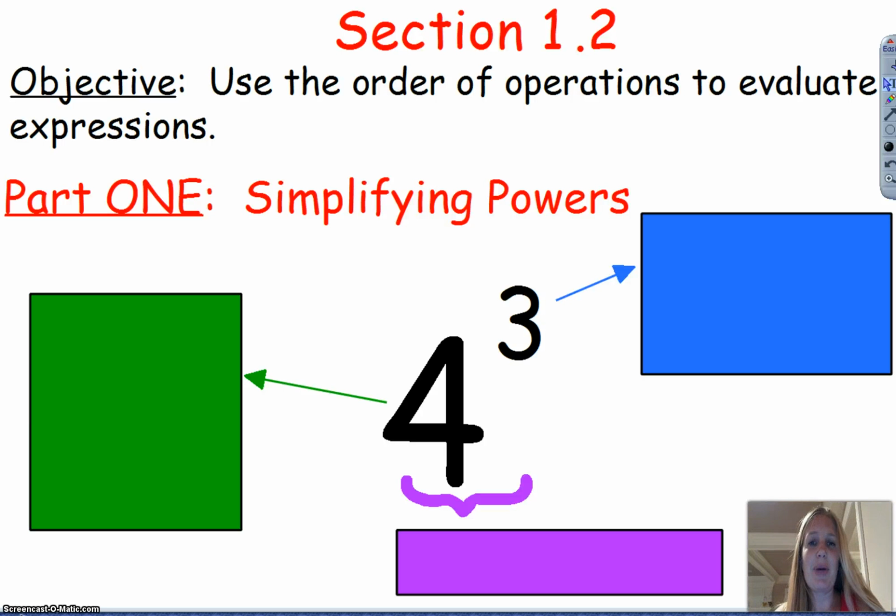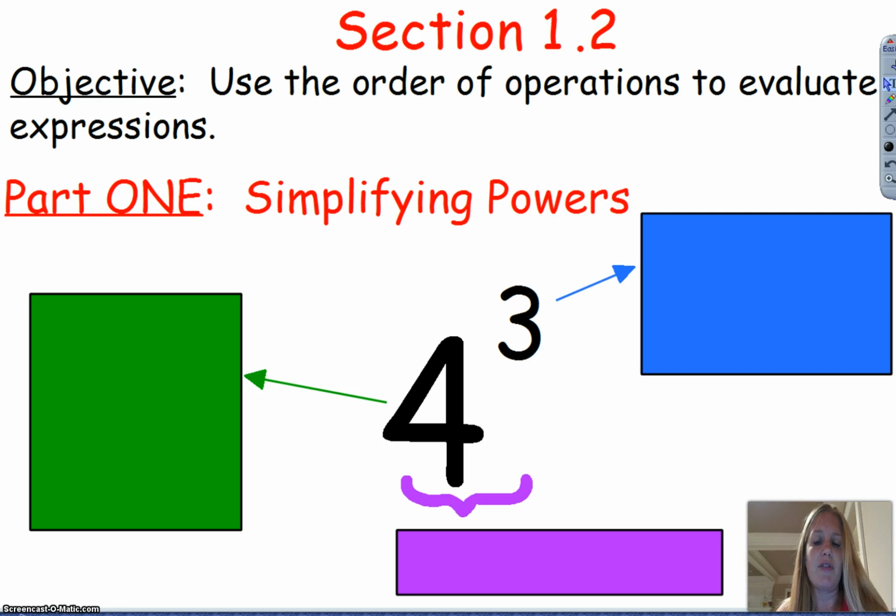Hi guys, today we're going to be doing section 1.2, which will have order of operations and it will also have powers in it. So some of this should be reviewed, but it's going to be a step up with all of the powers. So write down section 1.2 and then write down part 1, simplifying powers. Now this is an example.